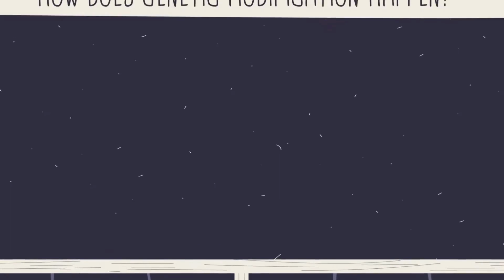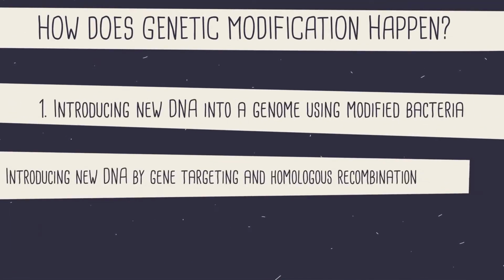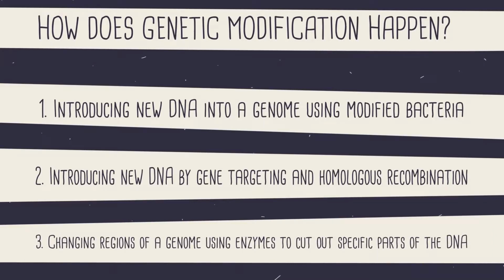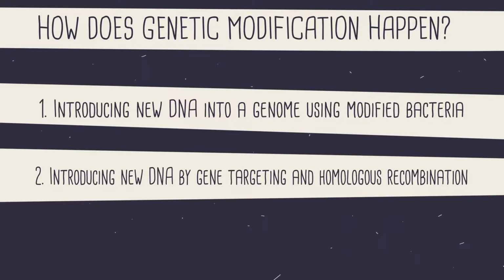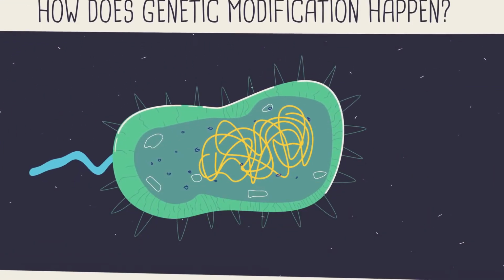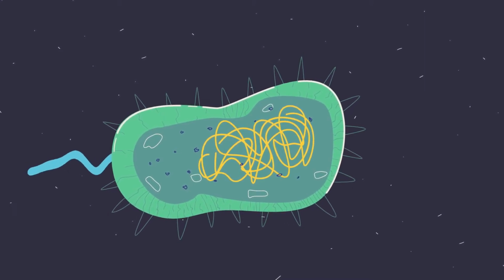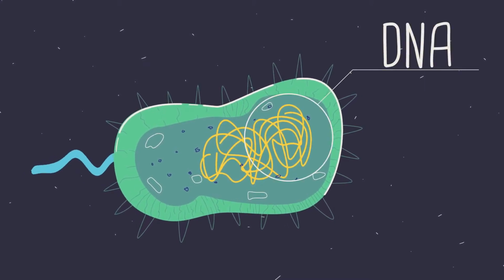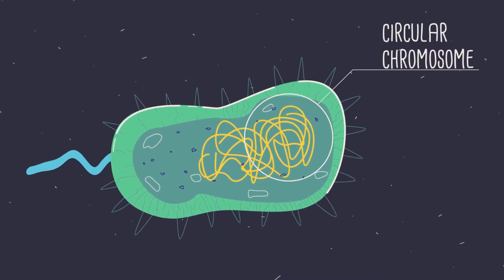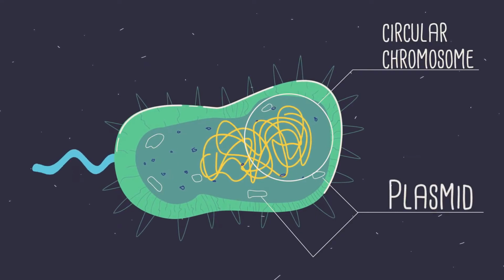Firstly, let's find out how genetic modification happens. The short answer is, there are a couple of different ways. There are several techniques that can be used to modify a genome, but the main one relies on bacteria. Bacteria are single-celled organisms that don't have a nucleus like our cells, but instead have one main circle of DNA called the circular chromosome and lots of tiny circles of DNA called plasmids.